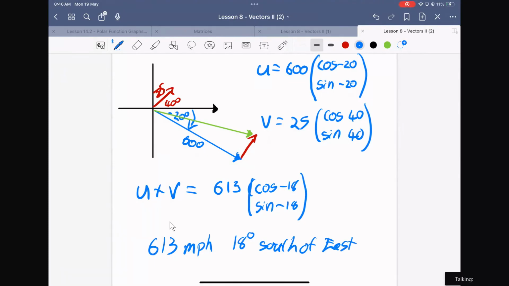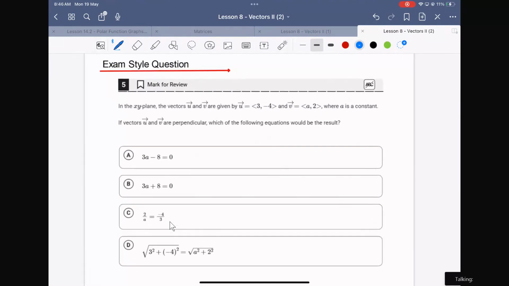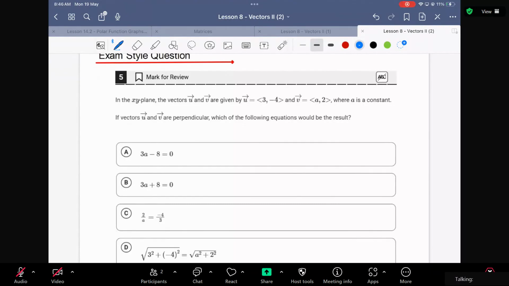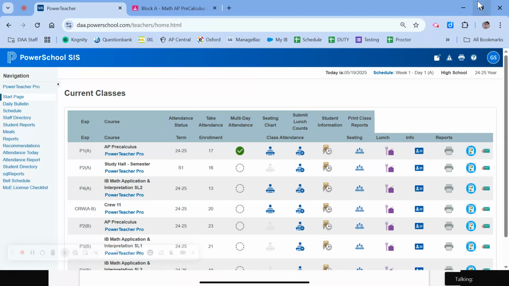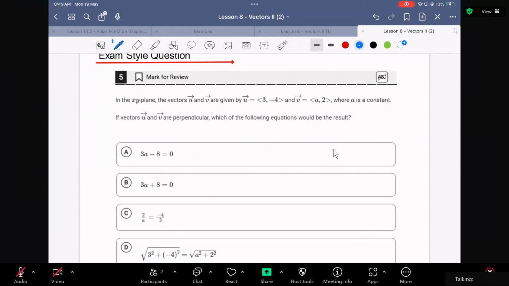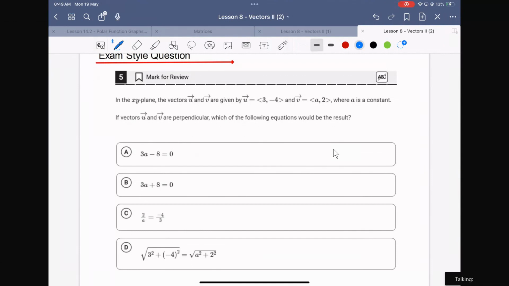Okay, so our last question for today, an exam style question. 3 minutes for this one. In the xy plane, the vectors u and v are given here, where A is a constant. If u and v are perpendicular, which of the following equations would be the result?